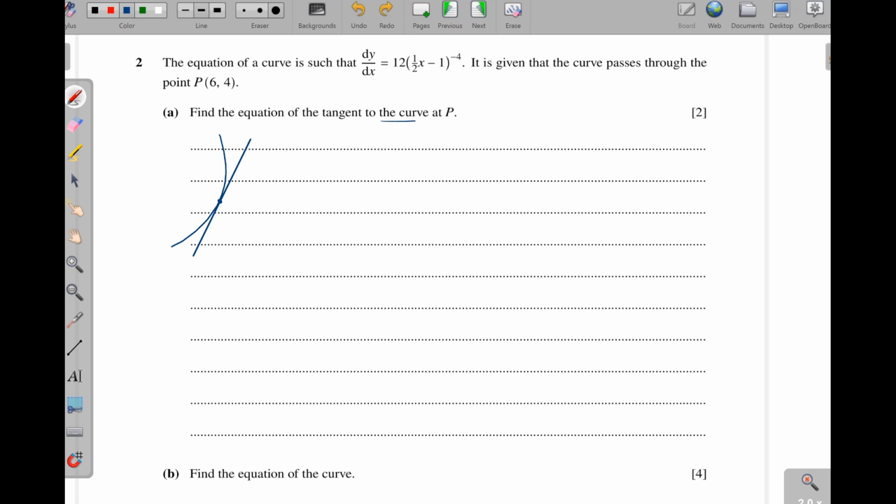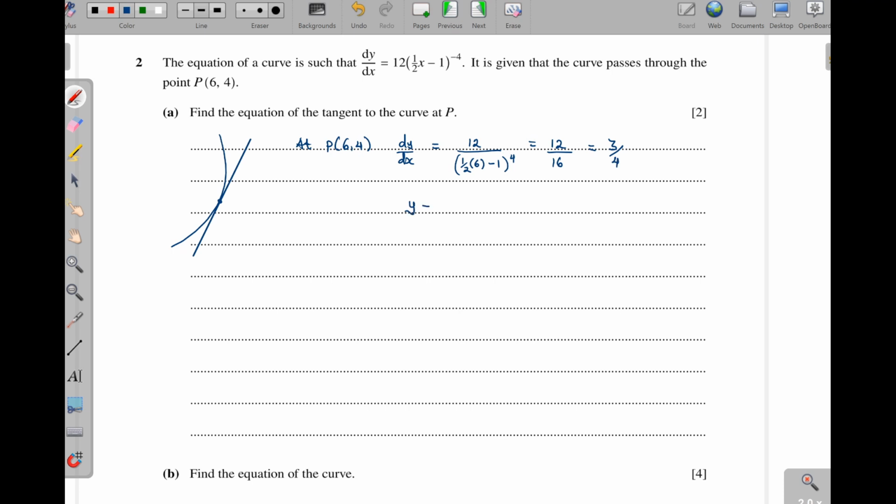So that is why even here they have said at point P. Now at P, which is (6, 4), what is dy/dx? So dy/dx is going to be 12 times, out of this, a half, x is 6, then minus 1, and then power 4. So this will be 12 times, a half of 6 is 3, minus 1, that is a 2, then 2 to the power 4 is 16. By 4, you get 3. By 4, you get 4. So it is 3 over 4.